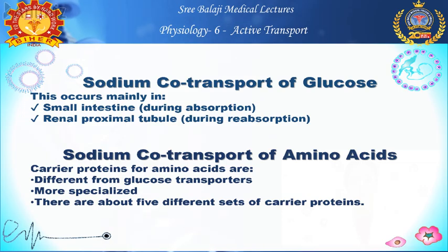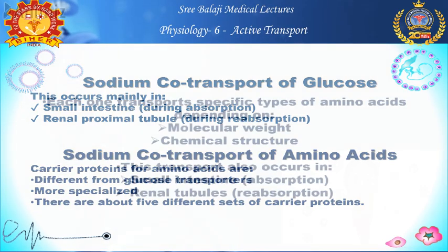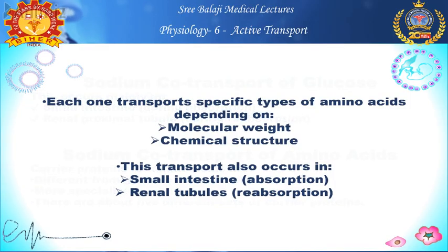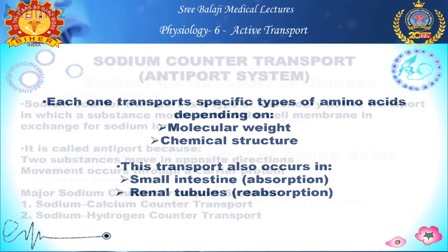Now we are going to see about the sodium co-transport of amino acid. The transport of amino acid is slightly more complex. Carrier proteins for amino acids are different from glucose transporters. They are more specialized. There are about five different sets of carrier proteins. Each one transports specific types of amino acids depending on molecular weight and chemical structure. This transport also occurs in the small intestine for absorption and in renal tubules during reabsorption.